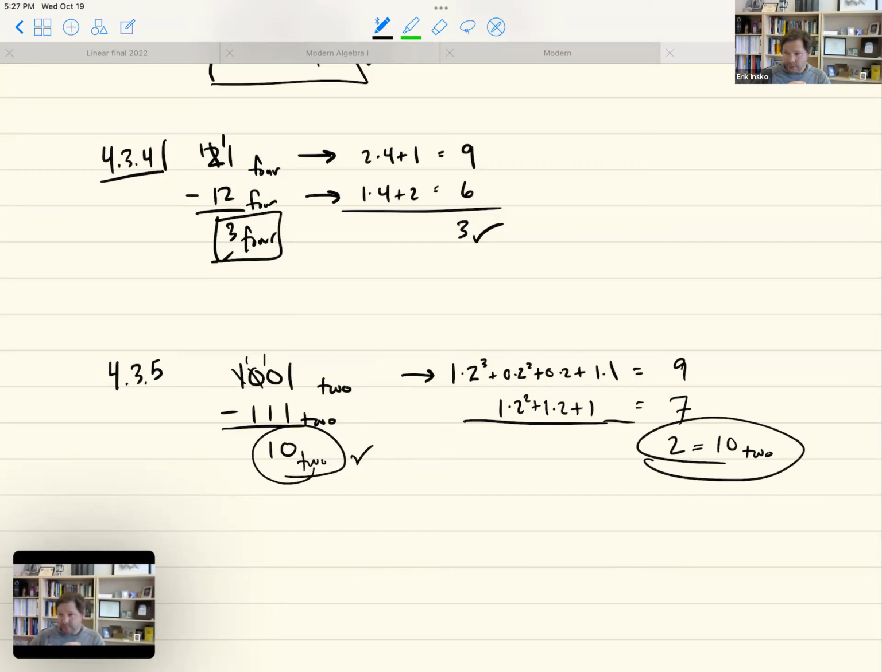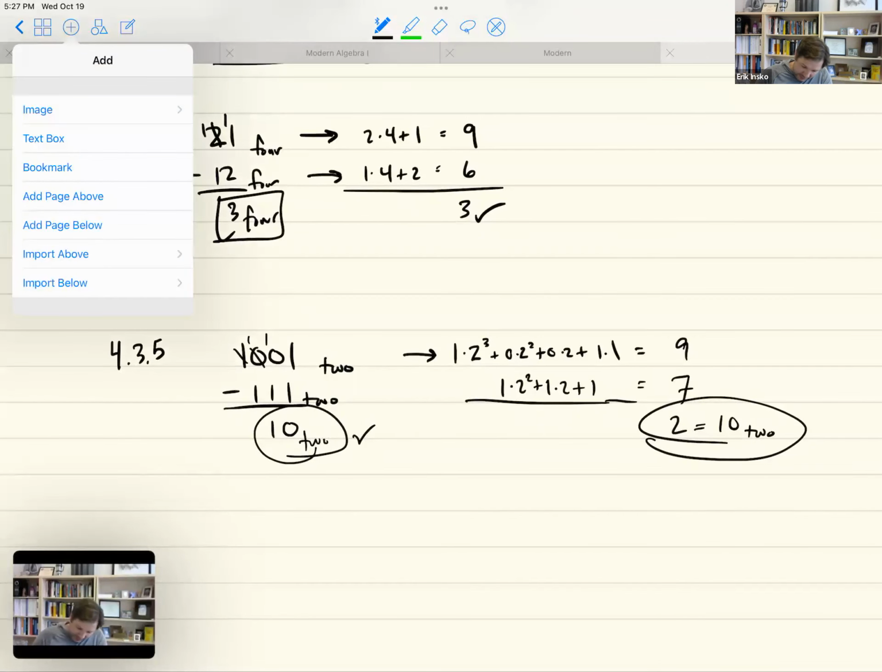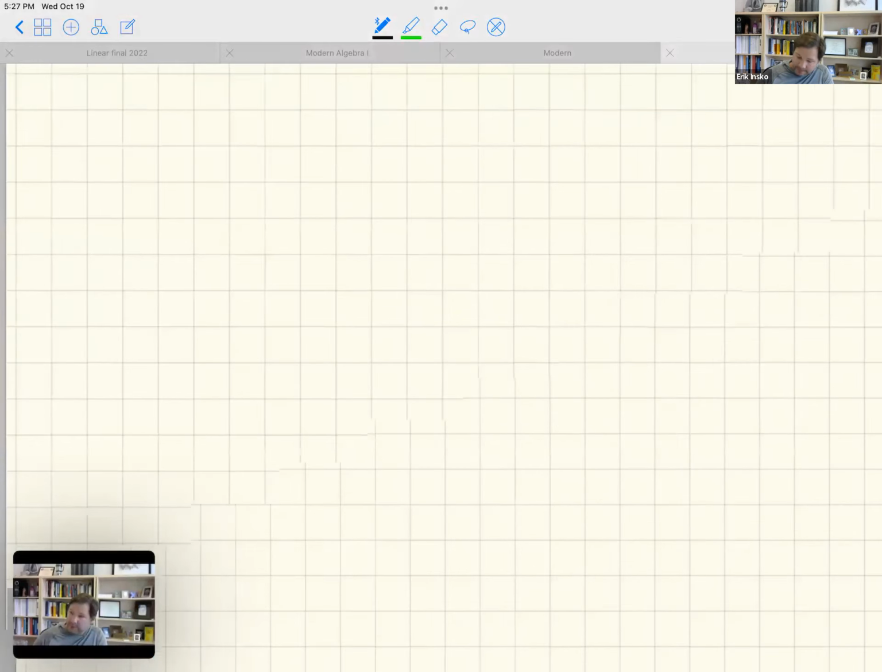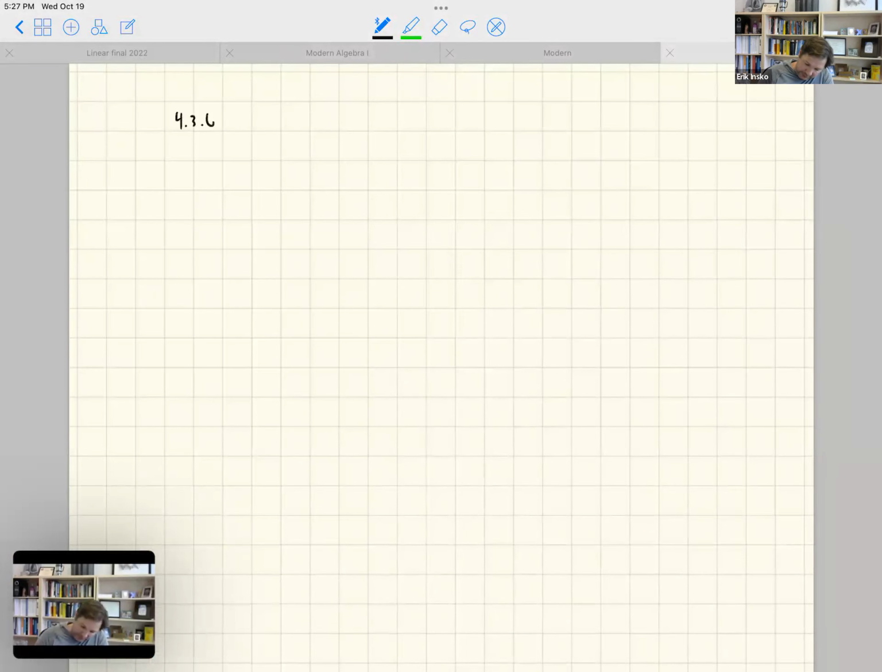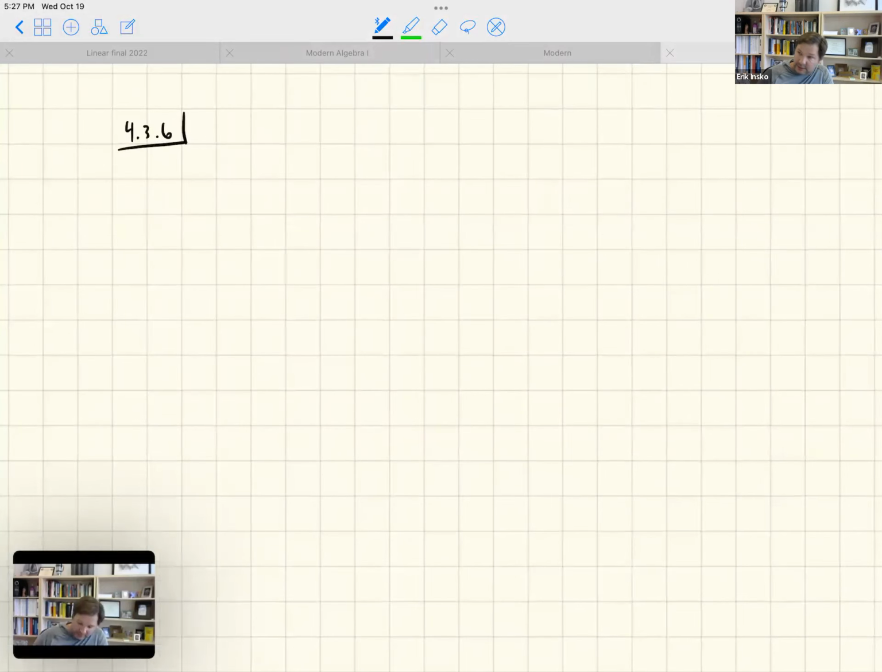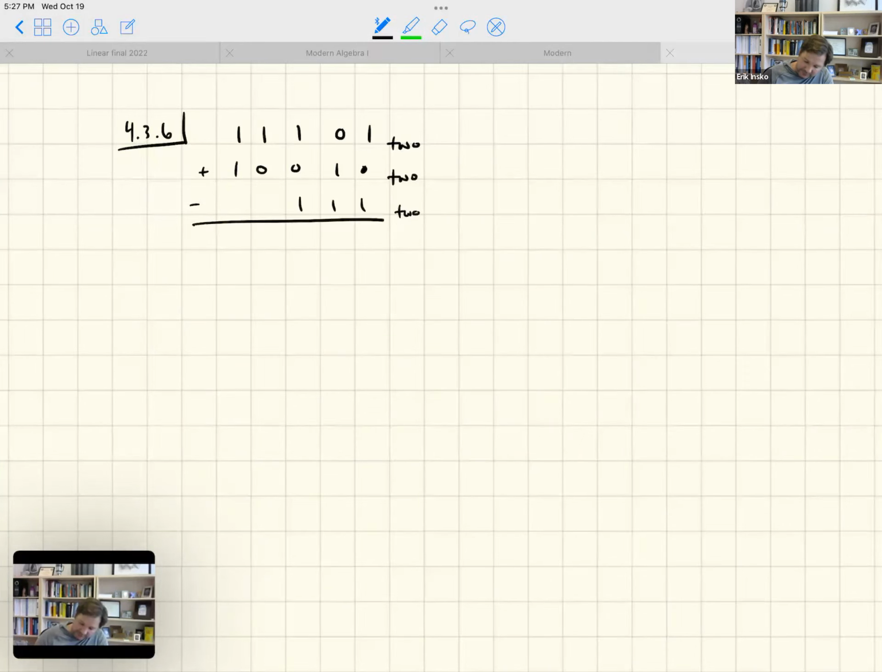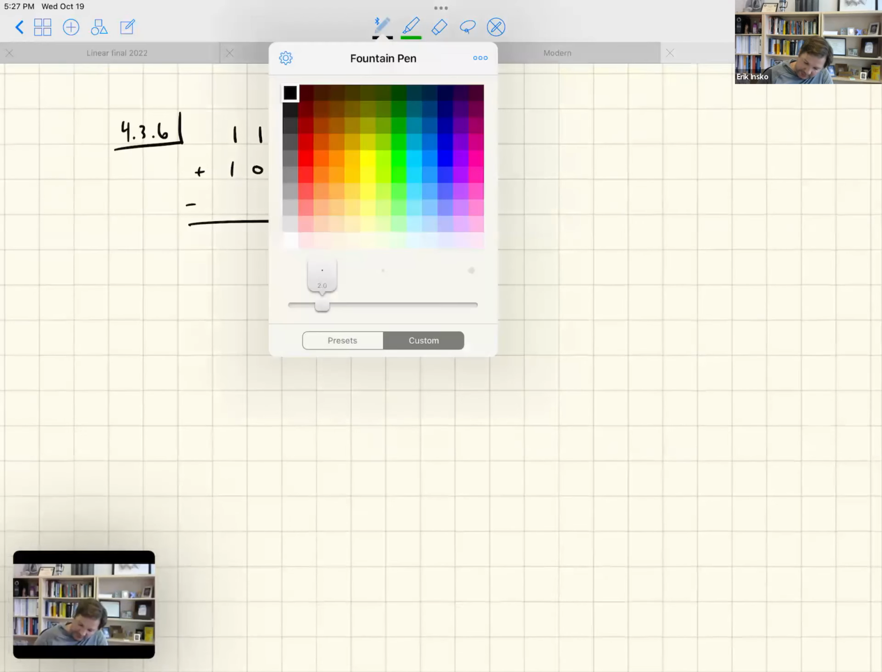Okay. Hopefully that makes some sense. Because 4.36 is similar. 4.36 asks us to do the following. It says take 11101 base 2, add to that 10010 base 2, and then it says to subtract 111 base 2. Okay, so I'm going to break this down into some subproblems.